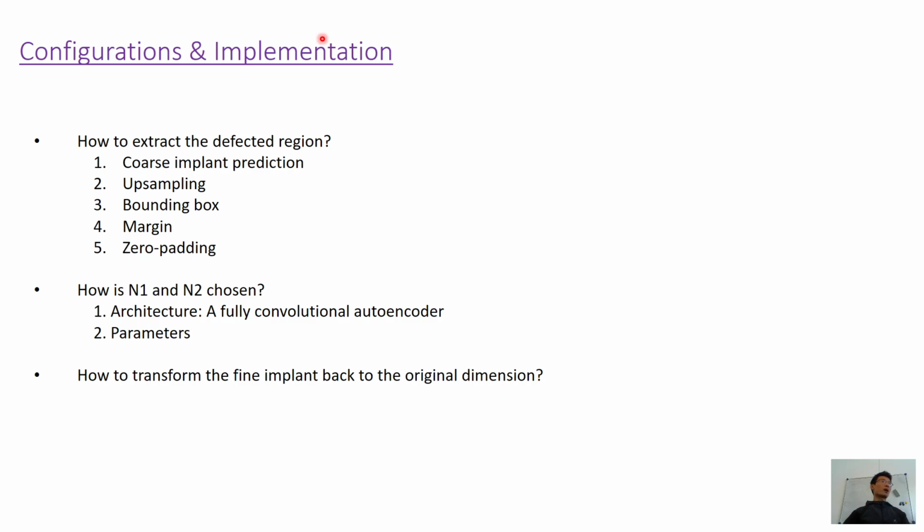Next, we talk about how the framework can be implemented in detail. There are 3 questions. First, how to extract the defected region. Second, how the two networks N1 and N2 should be chosen to suit the purpose of implant generation, while at the same time containing the GPU memory. And third, how to transform the implant back to the original dimension.